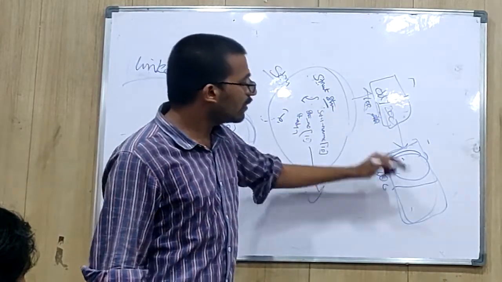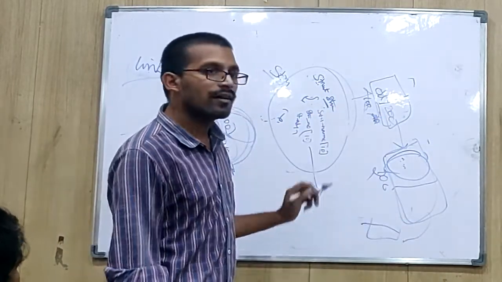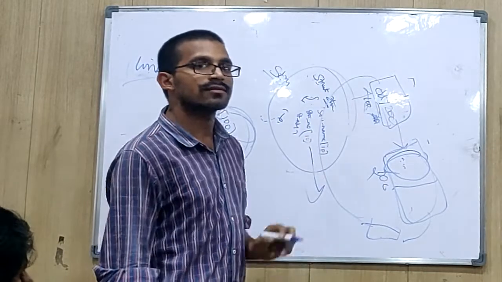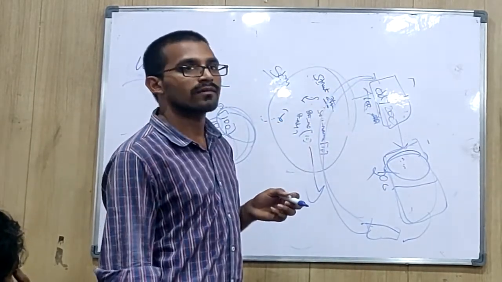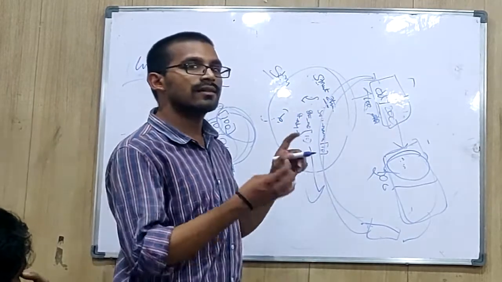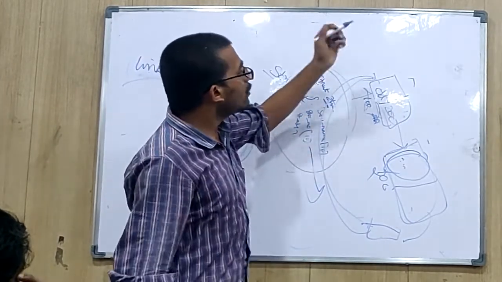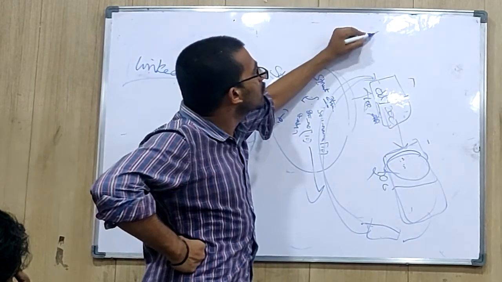In this way, we have linked list, and also we have circular linked list. The last node will be pointed to the first node. Okay, circular linked list, and we have double linked list.